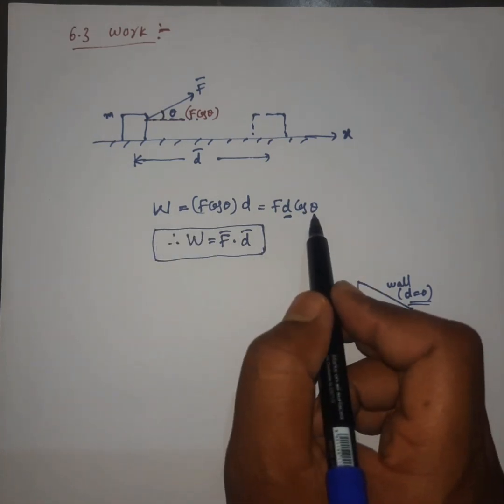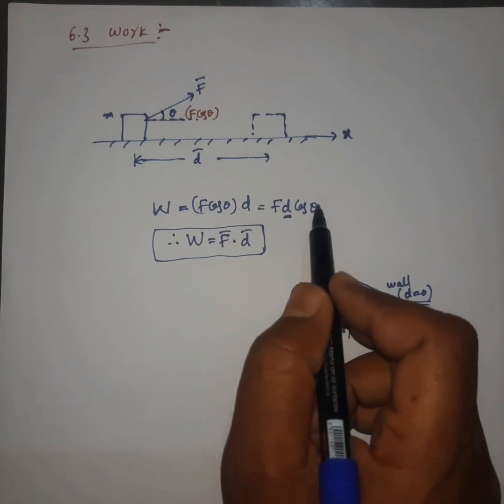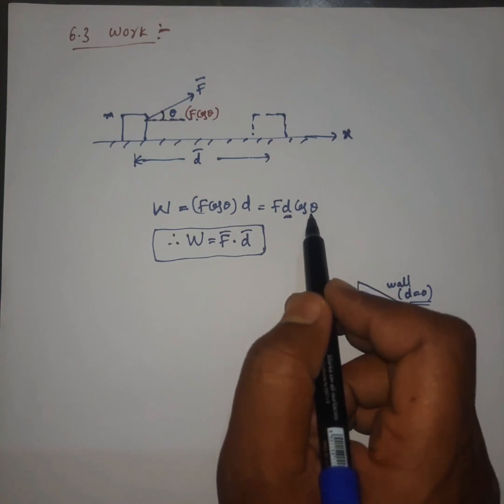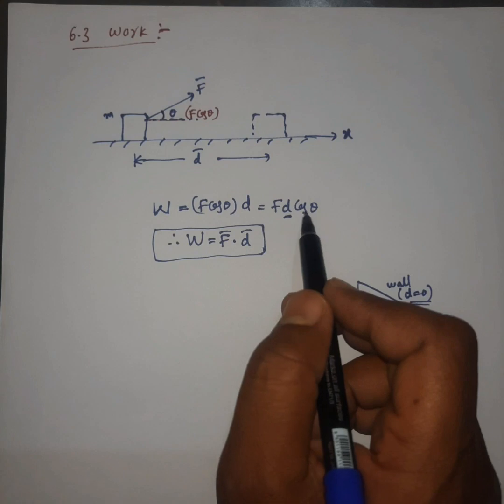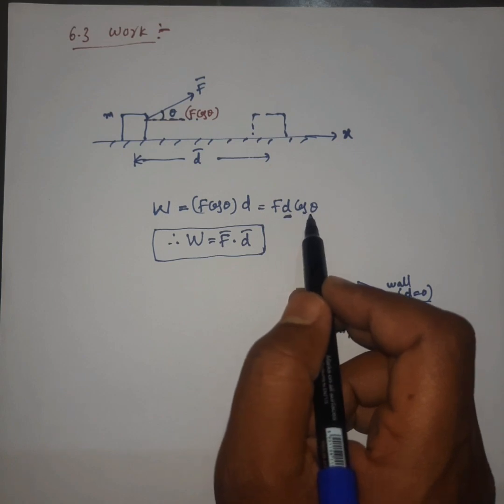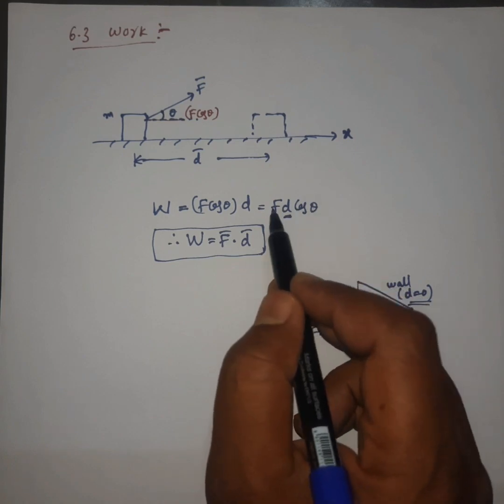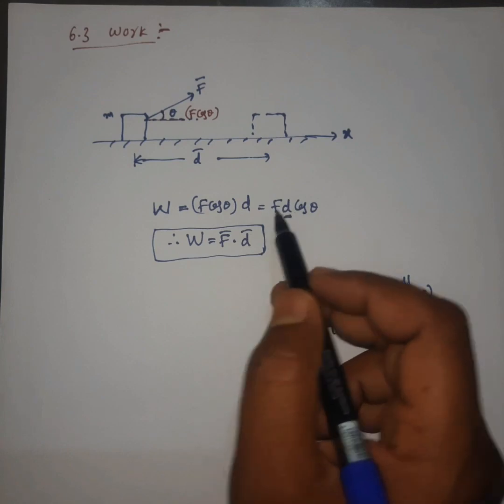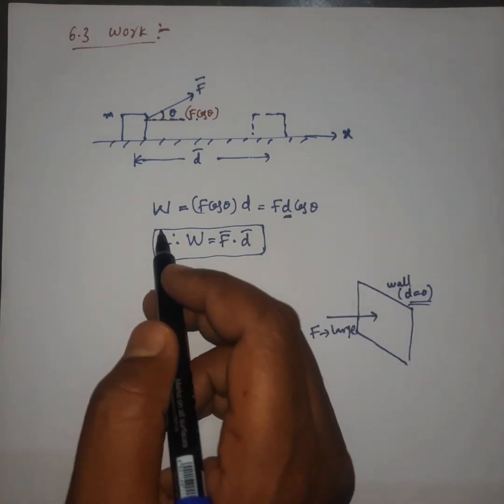If theta is 90 degrees, cos 90 is equal to 0. If theta is 90 degrees, it means the force vector and displacement vector are perpendicular, so theta is equal to pi by 2, and cos pi by 2 is 0. So work done is 0. So we have three cases.